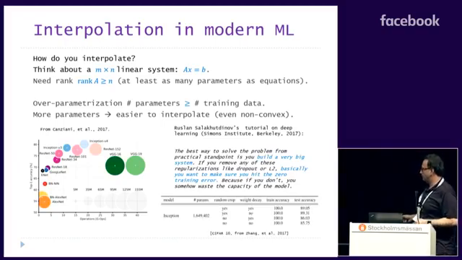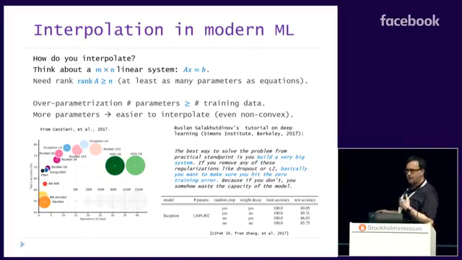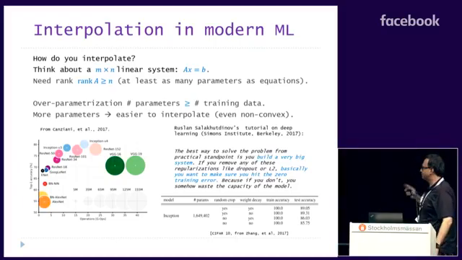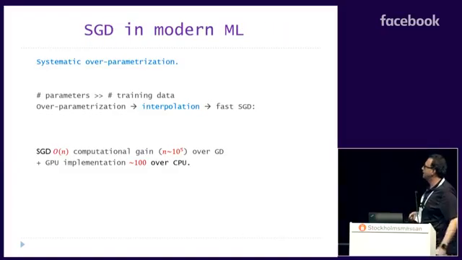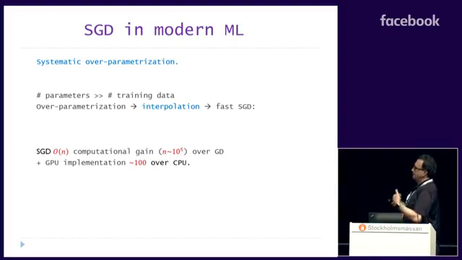So this is from Zhang et al. You get accuracy 100%, and you see that generalization works well. So that's basically what we have. Modern machine learning aims to interpolate. Now, you can kind of view it as systematic over-parameterization. The number of parameters is much larger than the training data.